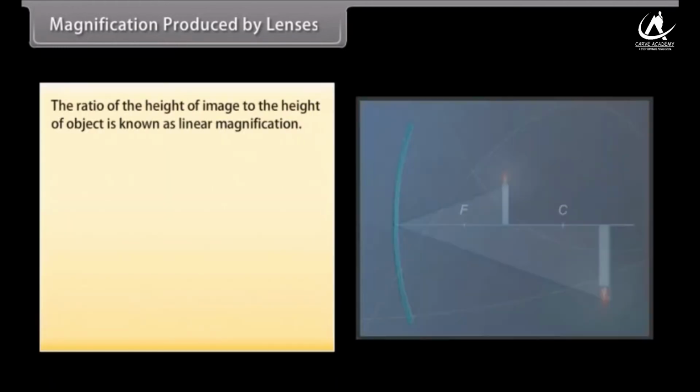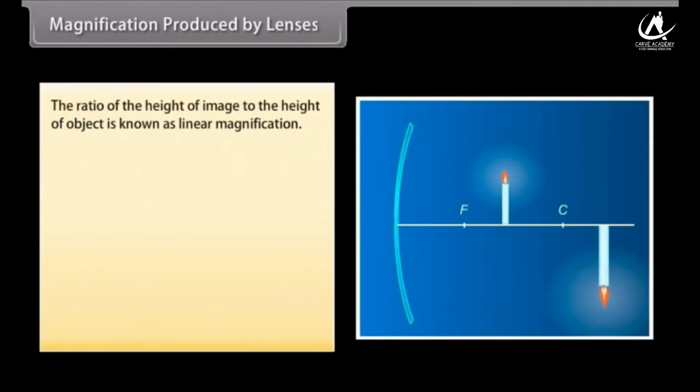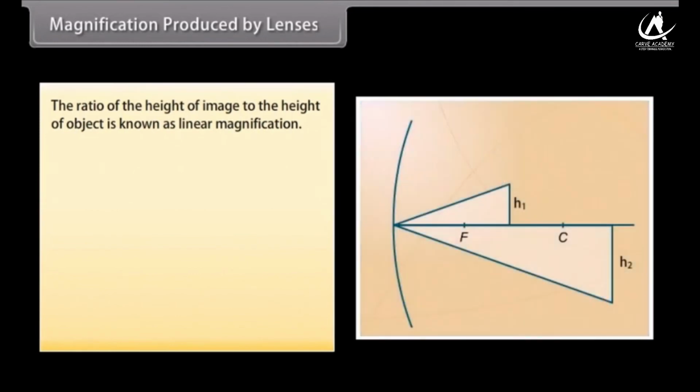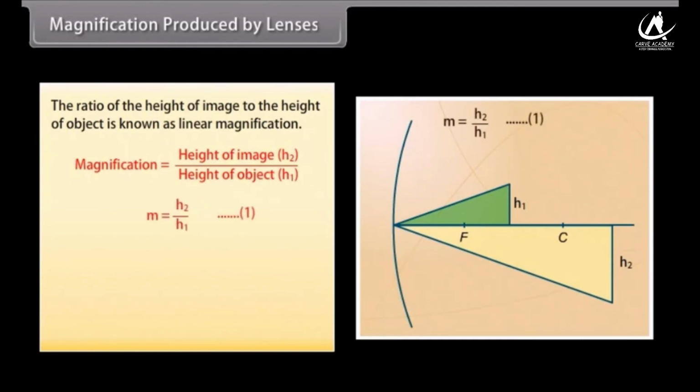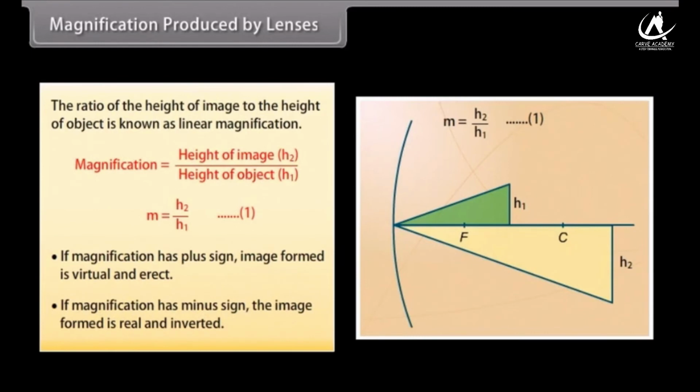Magnification produced by lenses. The ratio of the height of the image to the height of the object is known as linear magnification. Magnification is equal to the height of image h2 upon height of object h1. M is equal to h2 upon h1, which is equation 1. If magnification has a plus sign, the image formed is virtual and erect. If magnification has a minus sign, the image formed is real and inverted.